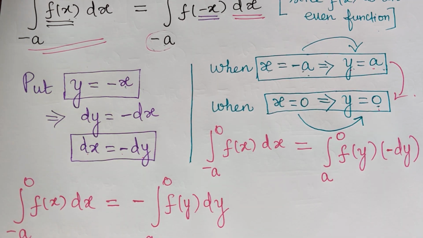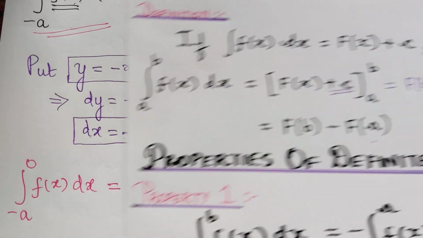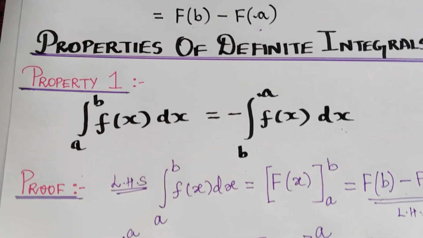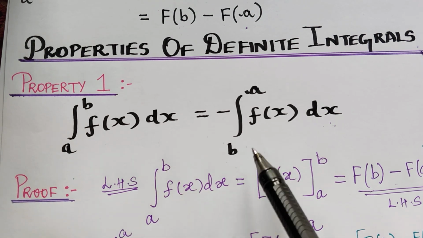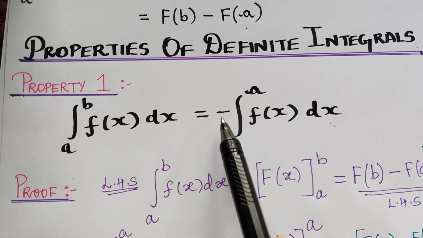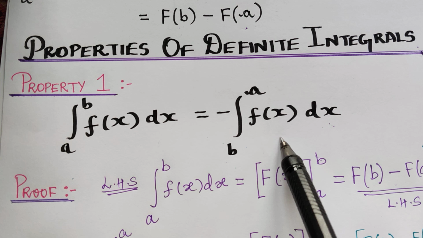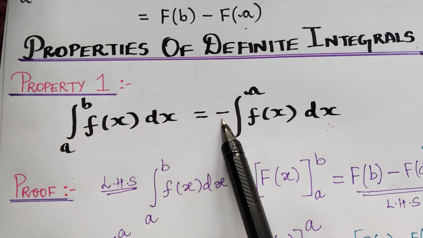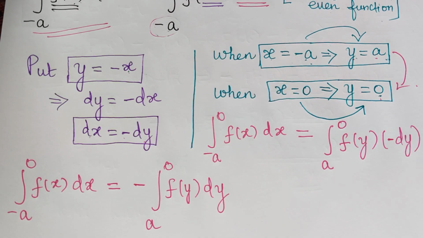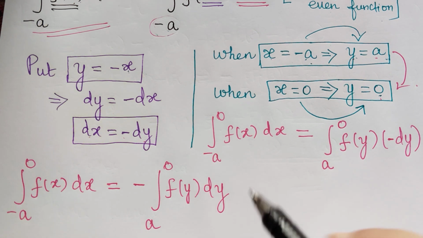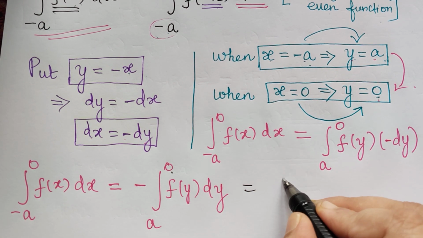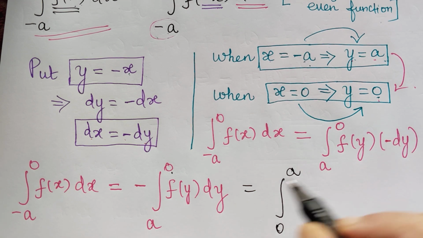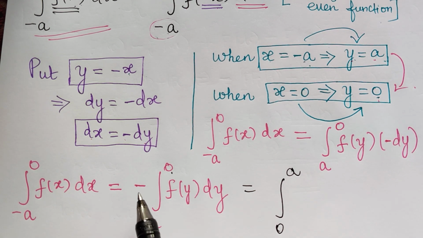Now by using property 1, we know that if we have integral a to b f of x dx, if the limits are flipped, then the integral becomes minus integral b to a f of x dx. So the integral is multiplied with a negative sign. Now I am going to flip the limits over here. So integral a to 0 I am going to write as integral 0 to a. So we have to multiply this integral with a negative sign.